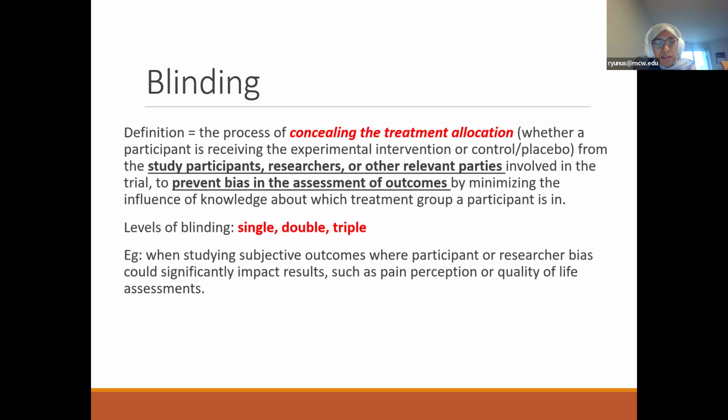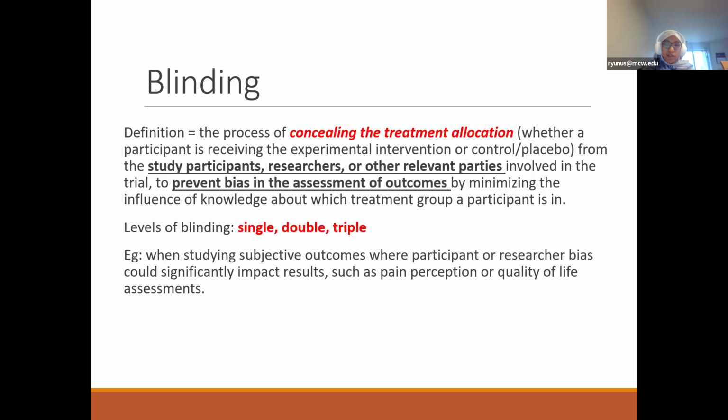And why do you do that? Because we want to prevent bias in the assessment of outcome. This is very important. People will always ask you, why do you want to blind? And the answer is to prevent bias in the assessment of outcome by minimizing the influence of knowledge about which treatment group a participant is in. Okay. And when you study subjective outcomes especially, where participant or researcher bias could significantly impact results, such as pain perception and quality of life, this is where you will see the benefits of blinding most.